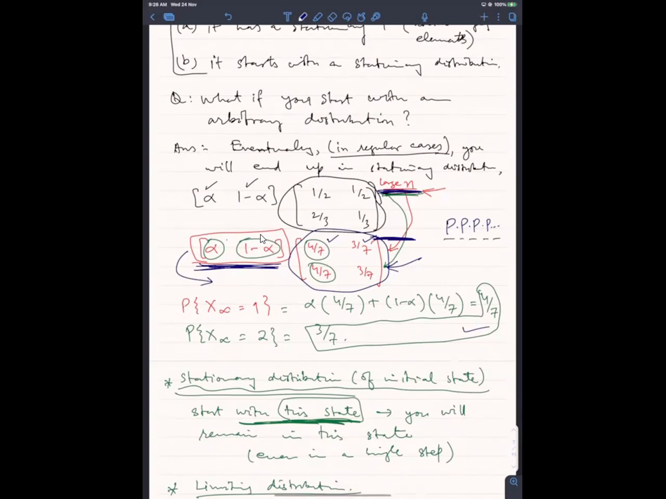Each time it goes from one step to another, the probability distribution is multiplied by P, and if you have sufficient of those P's you will end up getting this matrix. If you apply alpha, 1 minus alpha with this matrix, you end up getting 4/7, 3/7, which is the stationary distribution. Now if I multiply 4/7, 3/7 with it again, I will always get 4/7, 3/7. Does that make sense?